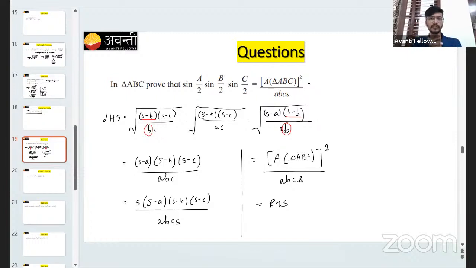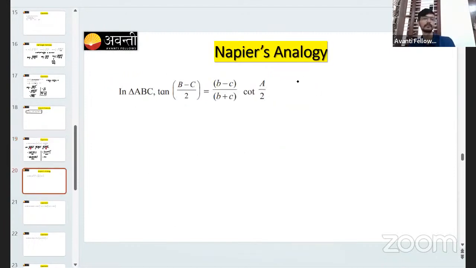So let's move on to the last part, which is Napier's analogy. Now Napier's analogy is this. Napier's analogy is basically for tan. खाली tan के लिए, tan और cot. Sin and cos के लिए यूज करते हैं हम लोग नहीं. So first is अगर tan (b minus c) by 2 is equals to (b minus c)/(b plus c) cot A by 2. Got it? So हम लोग क्या करेंगे यहाँ पे? What we'll do here?